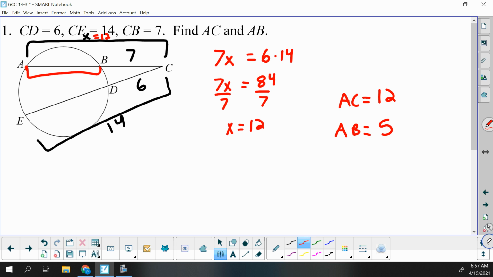So if x is not already drawn in the picture, sometimes it will be, and you'll just have to use what x is labeled as. But if x is not already drawn in the picture, put it as the thing that matches up nicely in our formula, either the outside or the whole, whichever we're working with.